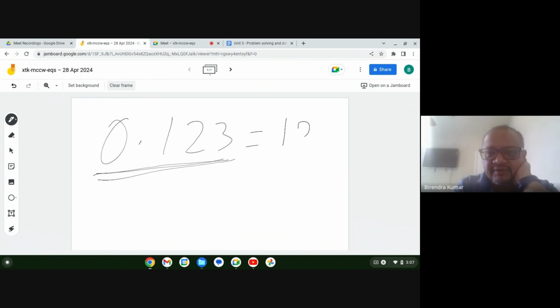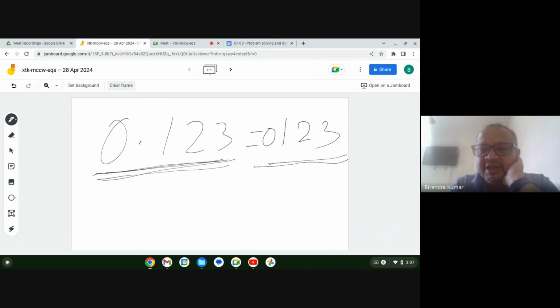No. So if I have this number to be converted into fraction, what will I do? I will write everything without a decimal. So I'll just digest the decimal. I'll write 123, and then in the denominator for the decimal point, I will put a 1, and then see how many digits I have after the decimal. 1, 2, 3, 3 digits, so 3 zeros. That is how it converts into a fraction.